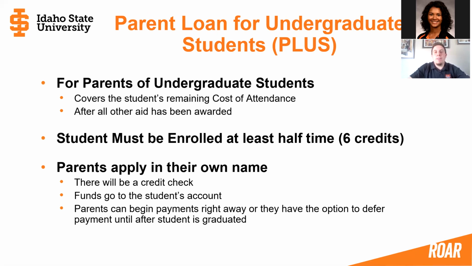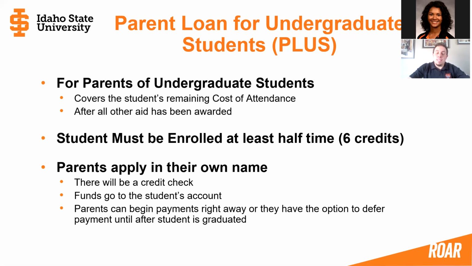One of the final federal aid out there is the Parent Plus loan. And this is for undergrad students. It would be a Graduate Plus loan for graduate students. But for undergrad students, your parents can actually take out a loan in their name up to the cost of attendance. So you still have to be part-time, at least 6 credits, and then your parents will apply, get a credit check, and then the funds can go into the student account and help you pay for schooling.